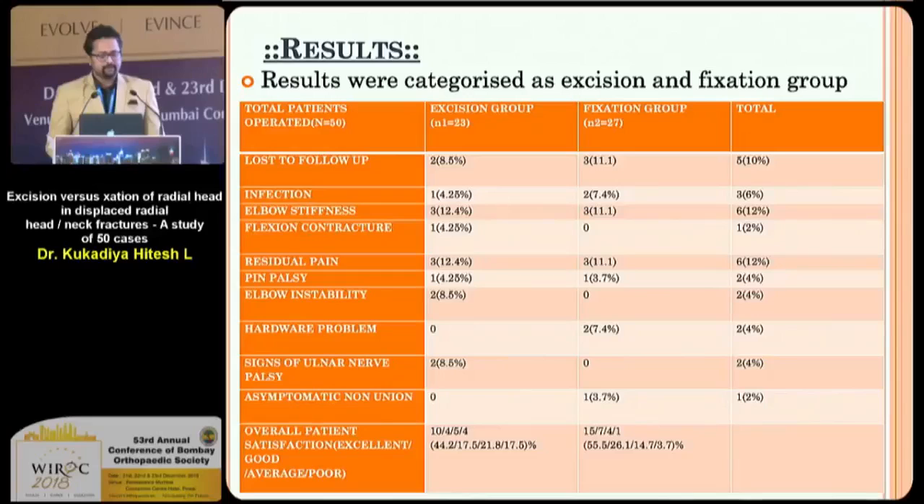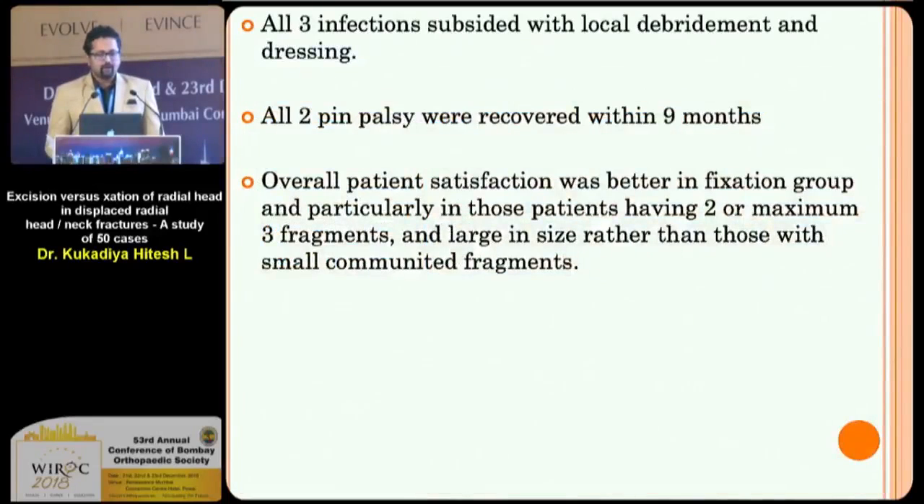Overall patient satisfaction was rated as excellent, good, average or poor. In all 3 patients, infections subsided with local debridement and dressings. Both posterior interosseous nerve palsies gradually recovered within 9 months. Overall patient satisfaction was better in fixation group and particularly in those patients having 2 or maximum 3 fragments and large in size rather than those with small comminuted fragments.